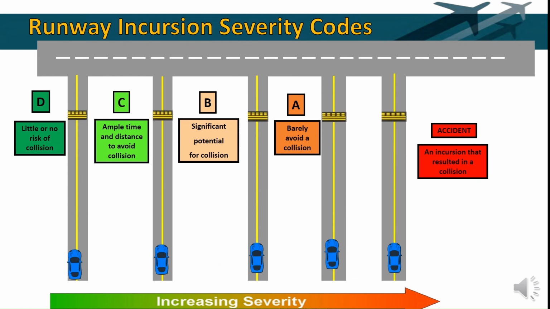Runway incursions. These are the runway incursion severity codes. You can see the increased severity of runway incursions indicated by the FAA. D, little or no risk of collision. C, ample time and distance to avoid collision. B, significant potential for collision. A, barely avoid a collision. And then the accident.